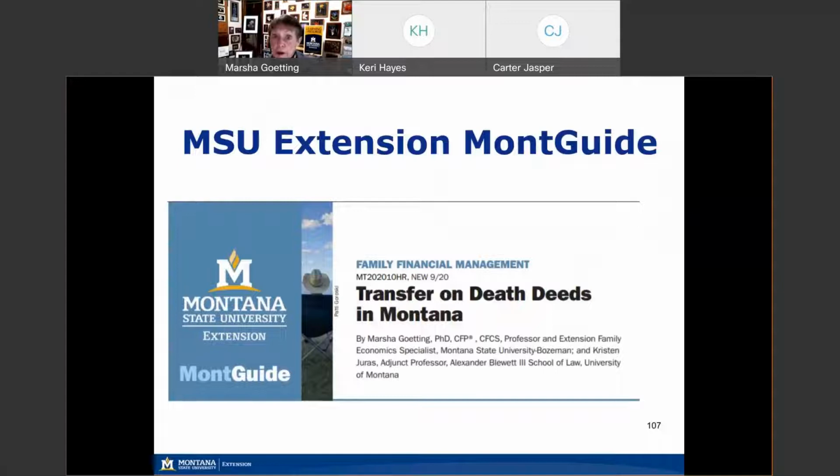So I have a mock guide. It's called Transfer on Death Deeds in Montana. So that's specific to Montana law. There are other states that also have transfer on death deeds. They're getting to be very popular now.